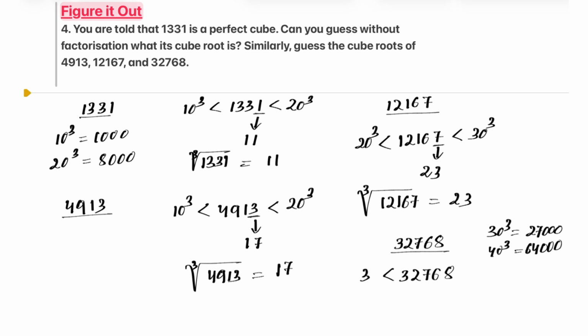Next we will find out the cube root of 32,768. 32,768 lies between 30 cube and 40 cube, and we can observe this number ends with digit 8. That means its cube root will end with digit 2. And a number between 30 and 40 ending with digit 2 is 32. So the cube root of 32,768 is 32. Like this we can estimate cube roots of perfect cubes.